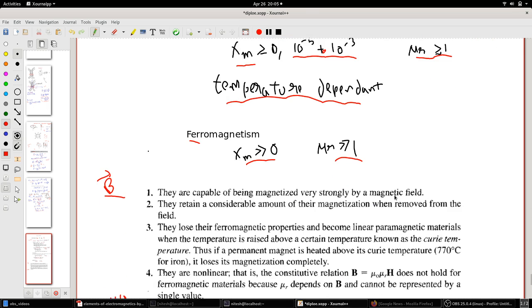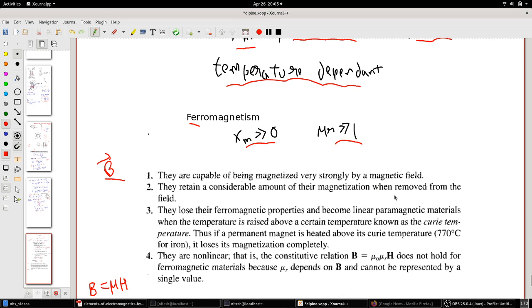Then comes ferromagnetism, which has a psi m very much greater than 0 and a mu r very much greater than 1, and they are capable of being magnetized very strongly by a magnetic field. They retain that property even if the magnetic field is taken out. They lose their ferromagnetic properties only when you raise the temperature above some Curie temperature, 770 degrees for iron, and then they lose their magnetization completely.